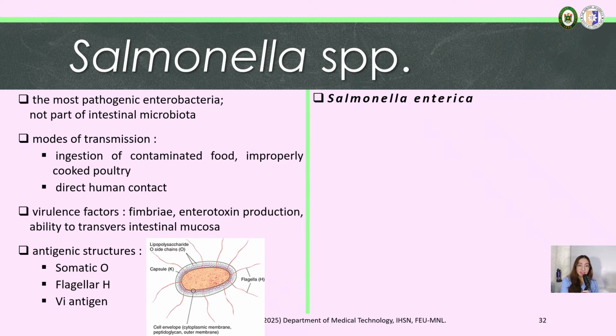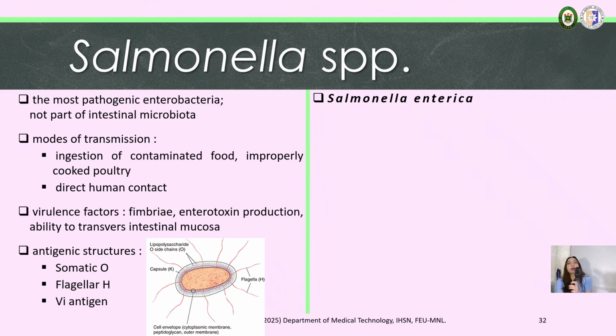Salmonella species have antigens similar to those of other enterobacteria, and meron din po sila somatic O antigens and flagellar H antigens. These would serve as their primary antigenic structures used in serologic grouping of Salmonella. So para naman po sa mga Salmonella, their K or capsular antigen is otherwise known as the V or VI antigen. Okay, the serologic identification of the V antigen is important in identifying Salmonella serotype typhi.